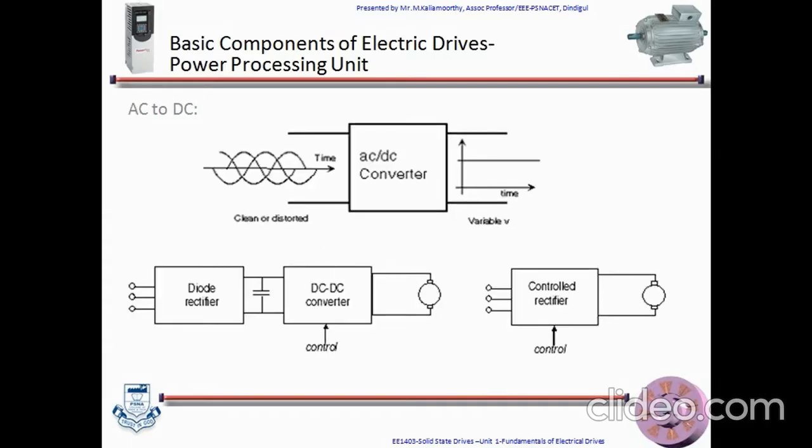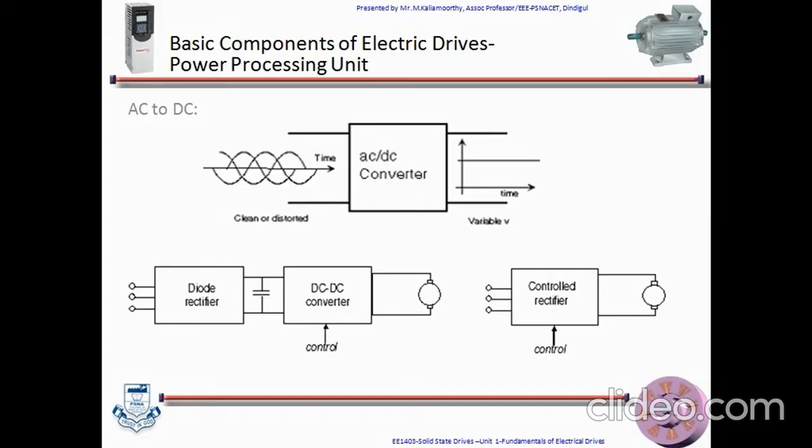The next type of a power processing unit is an AC to DC converter. The AC to DC converter is generally used when the input supply available at the site is an AC supply and the motor which is used to control the load is a DC motor. So AC to DC converter is nothing but a rectifier. The rectification can be done in two ways. The input supply may be clean or distorted, and the clean supply may be from the utility and the distorted supply may be from the wind generator.